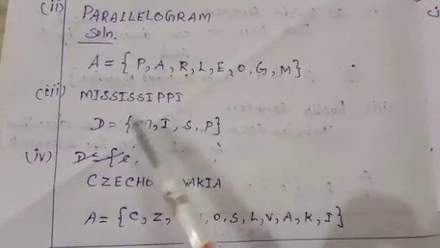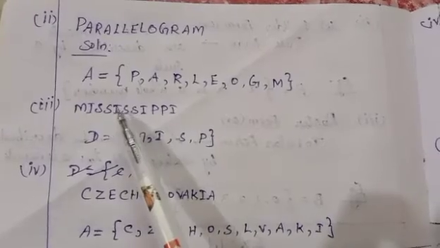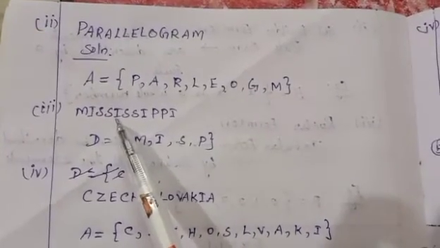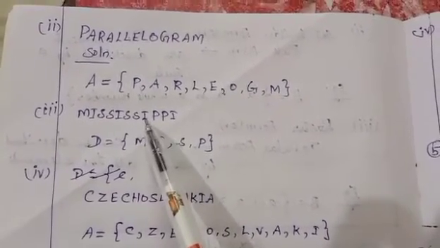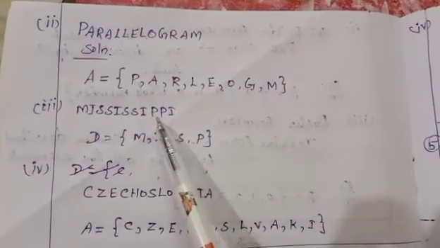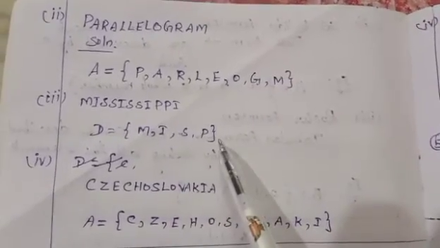Next, Mississippi. So what are the elements to write? M, I, S. Leave this S. Then I already written, so leave this. S already written, I also written. Next you have to take and write P. So this is the roster form.